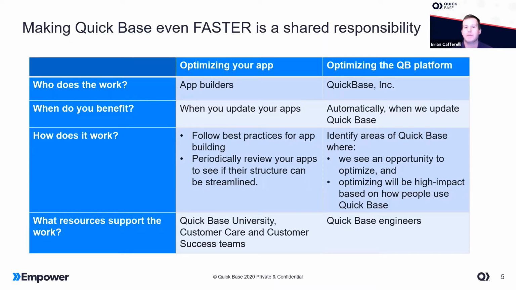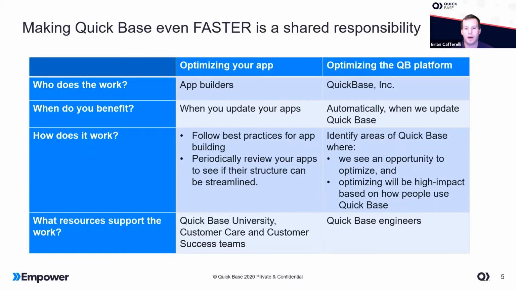So when you are optimizing your app, you're following best practices for app building, you're periodically reviewing your application, you're looking at the structure, you're figuring out, is this app being used in the way that I had anticipated? Based on the feedback I'm getting from users, are there changes that I want to make so that I can streamline and improve things and get things to run even faster? That awesome summary field that I created last month that's really complex and is crunching a lot of numbers, is that still useful? Or has business changed, and is that something I should go ahead and remove?